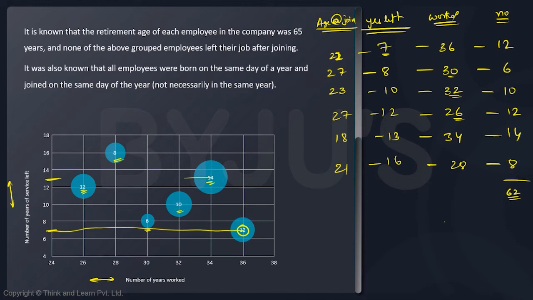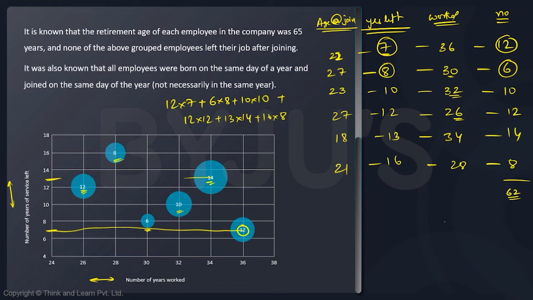So I hope by now you realize this is actually not a difficult question at all. So what is happening here? 12 people, years left is 7. So 12 into 7 plus 6 years left is 8. So 6 into 8 plus 10 into 10 plus 12 into 12 plus 13 into 14 plus 16 into 8.